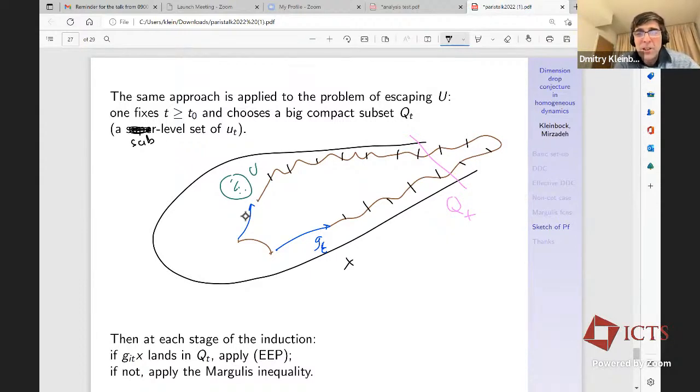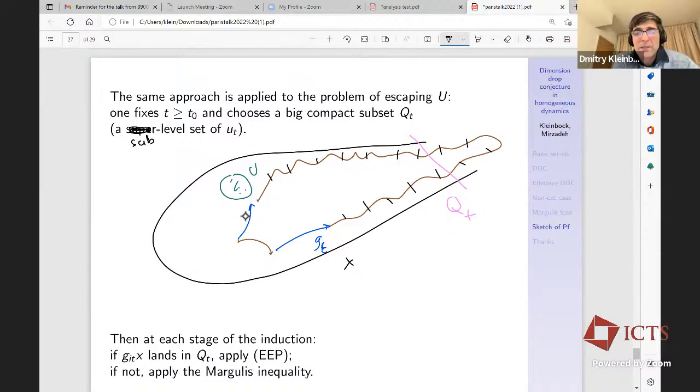And if you are in Qt, you apply this effective equidistribution, which is uniform in this compact set, and you are able to throw away some pieces which land in U. And if you are outside, then you apply Margulis inequality, and you also win. You can cover this set by some number of boxes, which happens to be small.